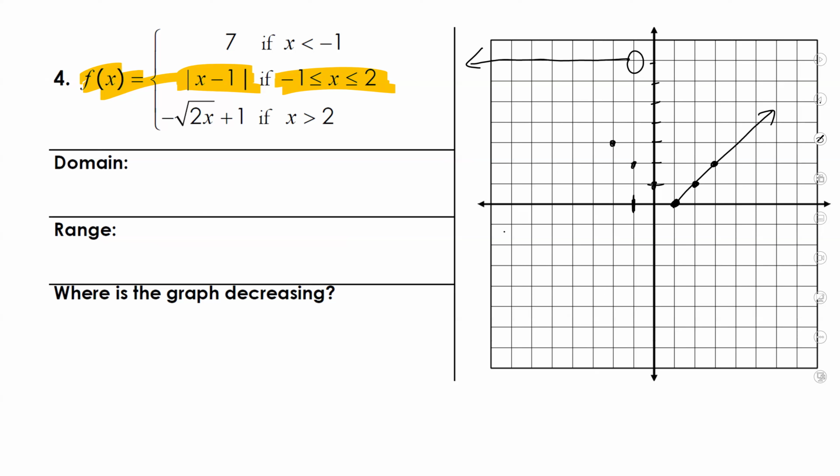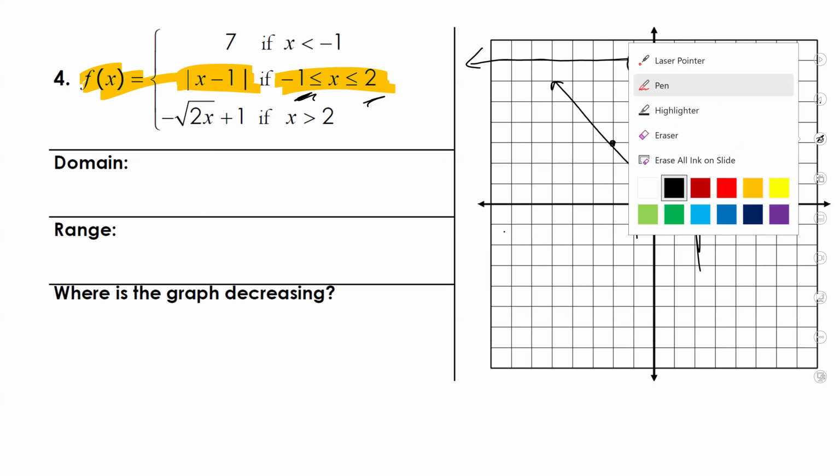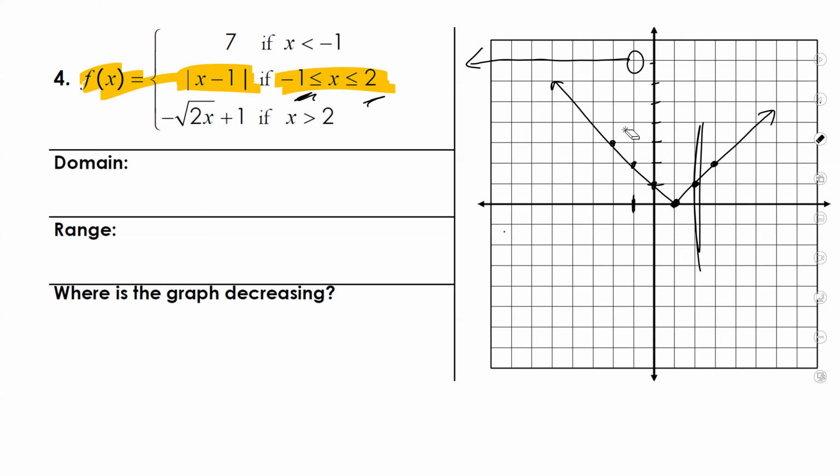However, guys, we're not going to draw the whole thing because it's restricted. It only wants this graph from -1 to 2. So here's -1 and here's 2. So I'm going to erase anything outside of that. So let's draw this again.